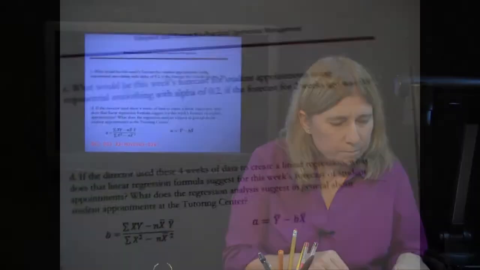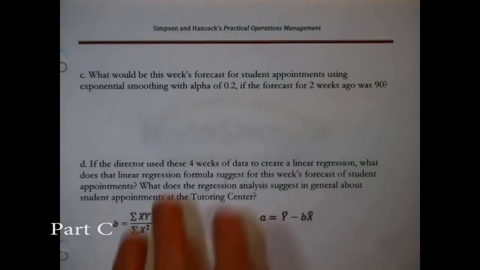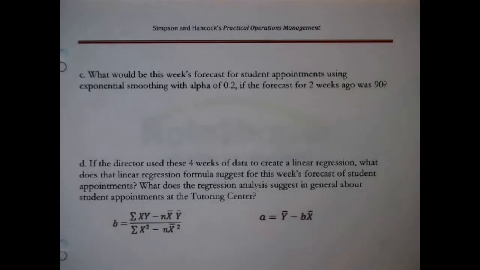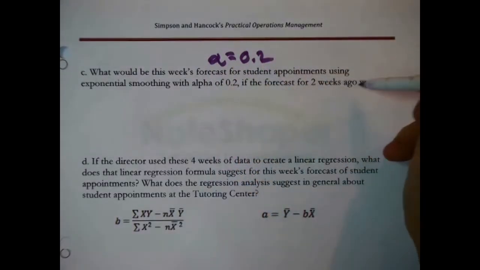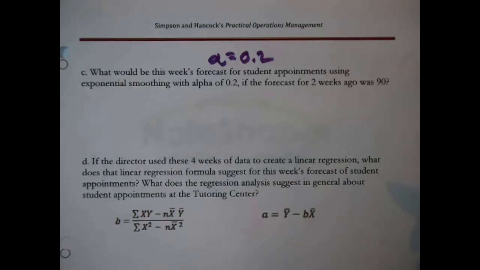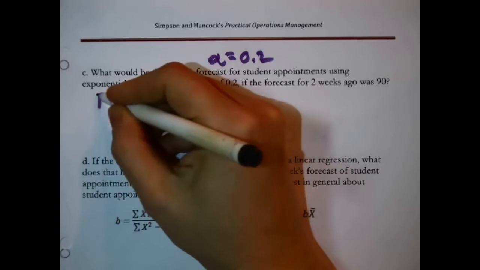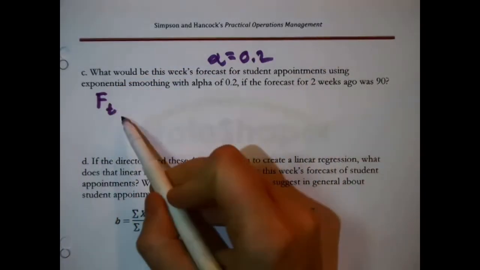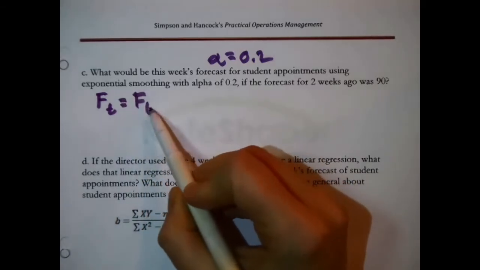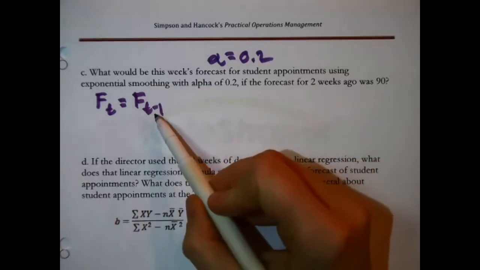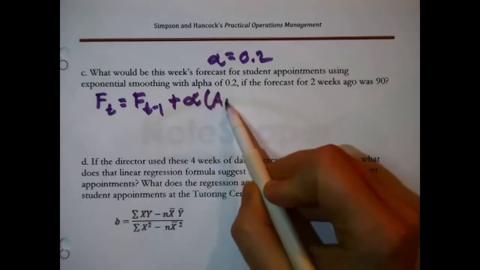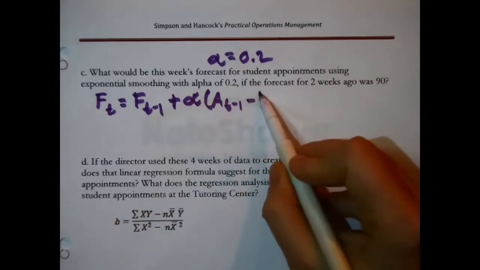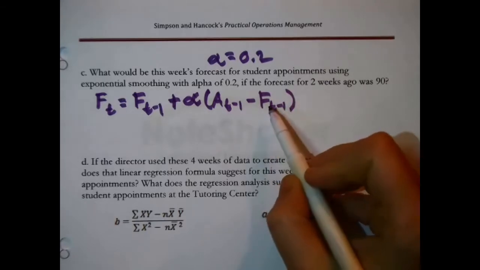What do they ask next? What would be this week's forecast for student appointments using simple exponential smoothing with an alpha of 0.2? Alpha equals 0.2. If the forecast for 2 weeks ago was 90. Now, it would help to look at the actual formula for simple exponential smoothing. When you want a forecast for this week, you take the forecast for the period before. Careful, that would be last week. And you say that plus alpha, some portion of what actually happened last period, that would be last week, minus what we had forecast last period, that would be last week.